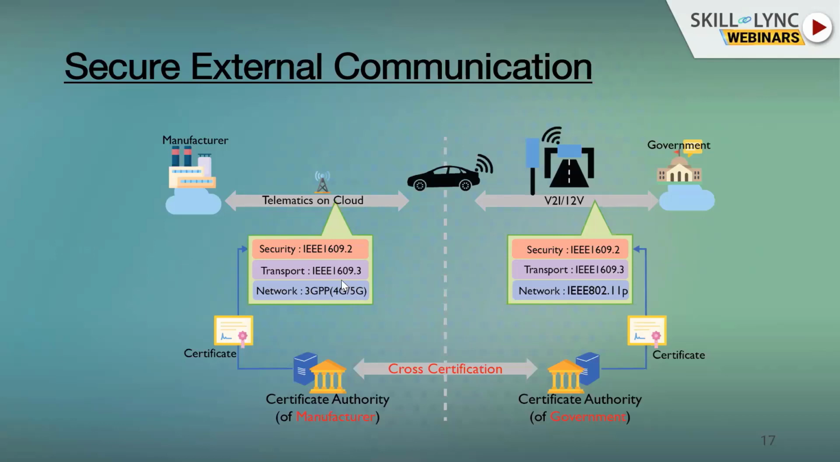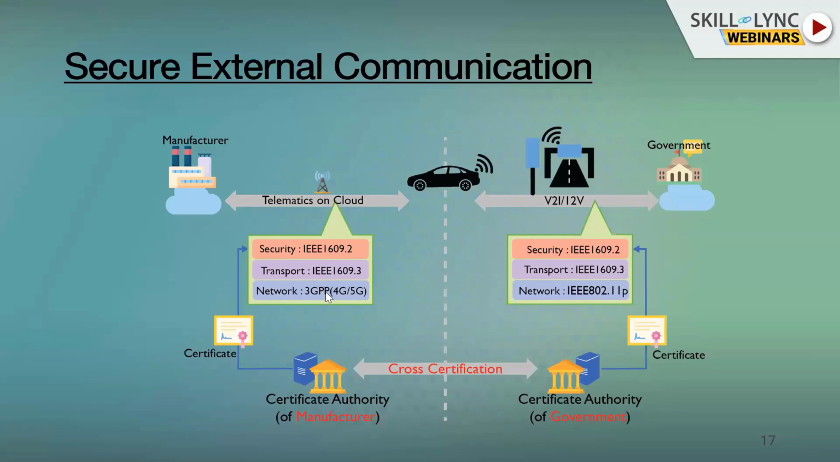Then you have IEEE 1609.3. 1609.3 is also related to WAVE, wireless access in vehicular environments. It works over layers 3 and 4 of the OSI model. So your Internet Protocol, your UDP, user datagram protocol, and your TCP. At this layer, this particular IEEE standard will work.